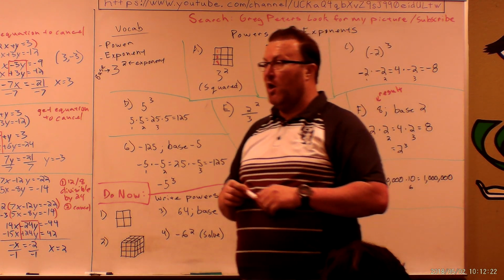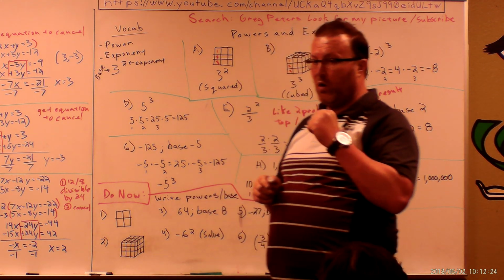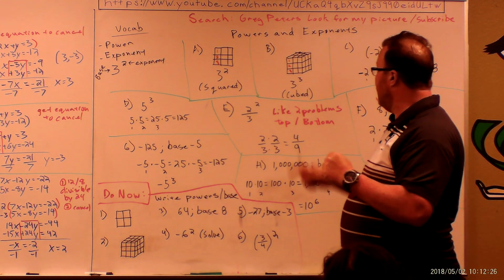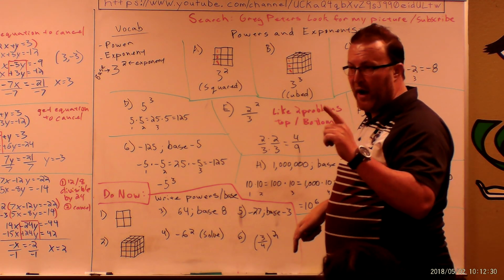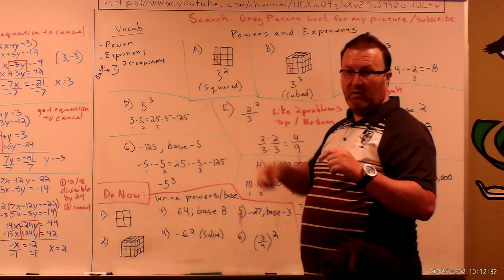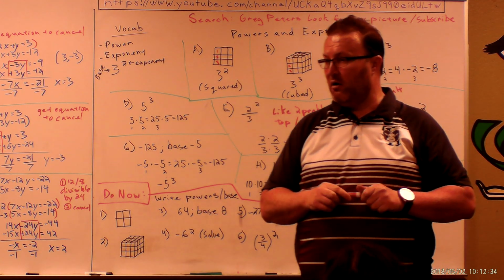Okay? Now, you need to know what that cubed word means. Cube means either the shape of the cube or to a power of 3. You need to know squared. Squared is to the power of 2. Are we good so far? Yeah. Okay.